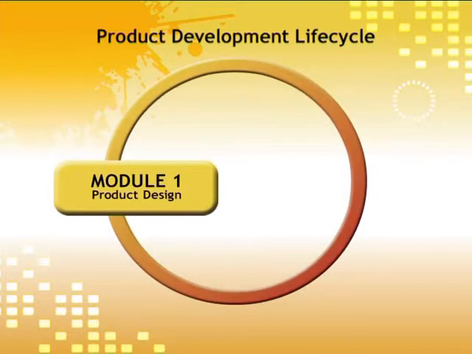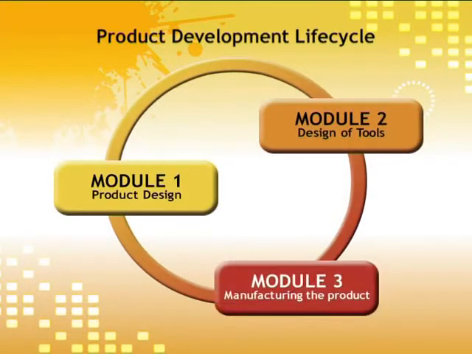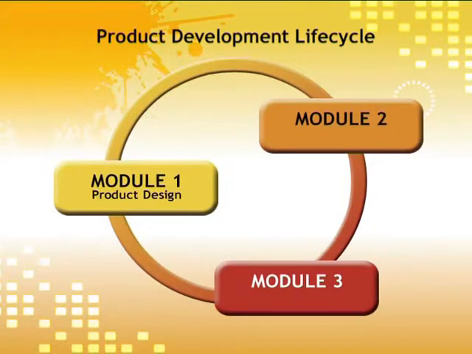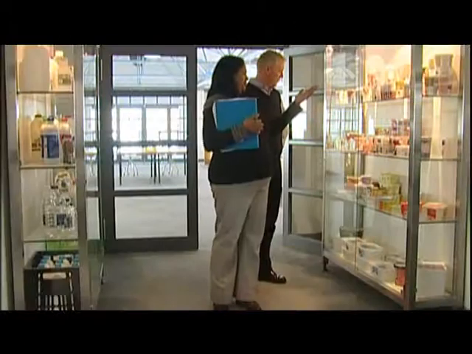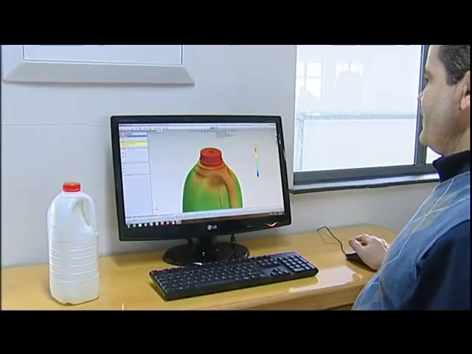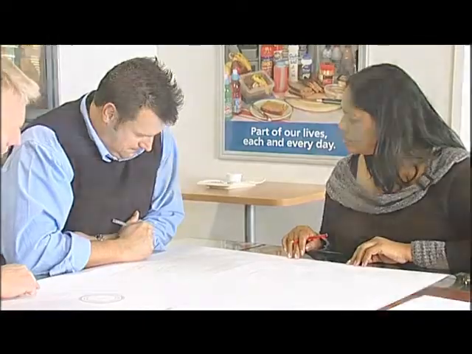When you have watched these modules, you'll have an understanding of the different stages of the product development lifecycle, namely, firstly, the design of the product, followed by the production of the tools required to manufacture the specific product, and finally, the application of the tools to manufacture the product. Secondly, the video will also highlight the different occupations associated with each stage of the product development lifecycle.